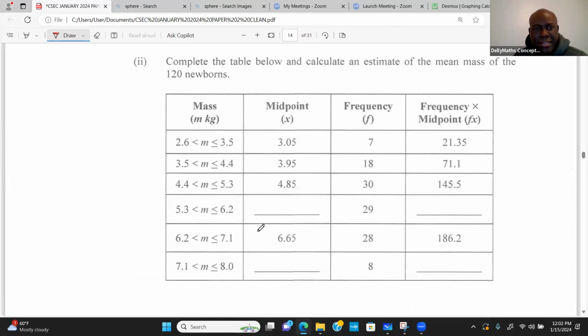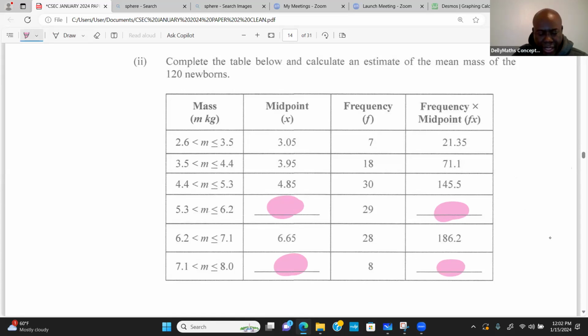The next question says, complete the table below and calculate the estimate of the mean mass of the 120 newborns. So in completing the table, what we want to do is to fill out the mid values here and here, and then we're going to fill out the fx column here and there, and then we deal with it.